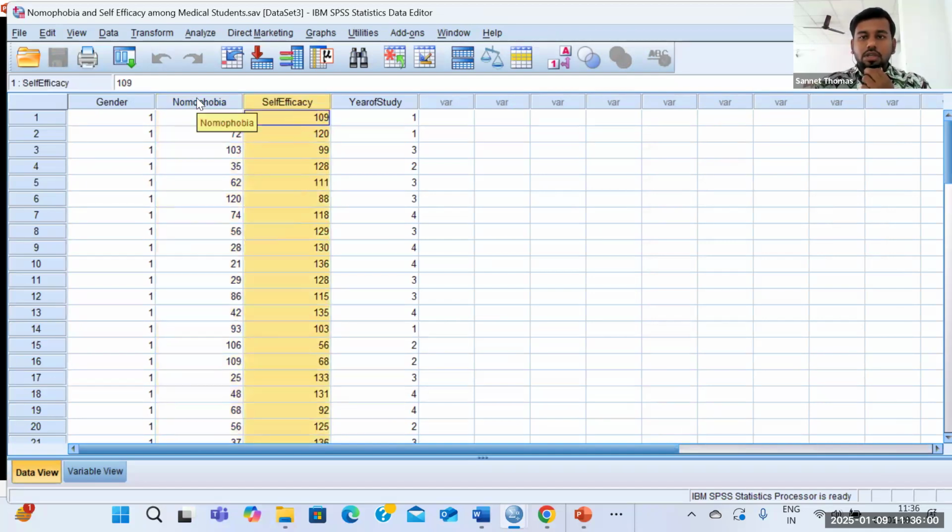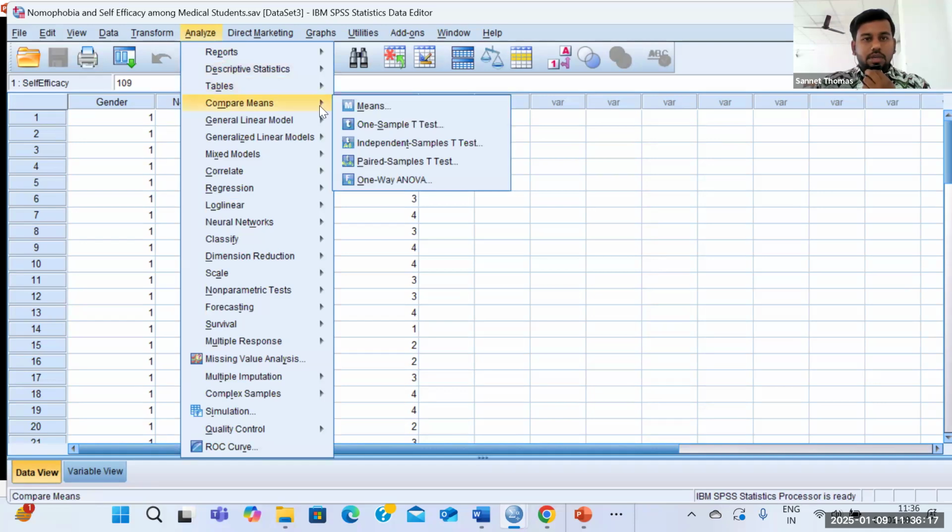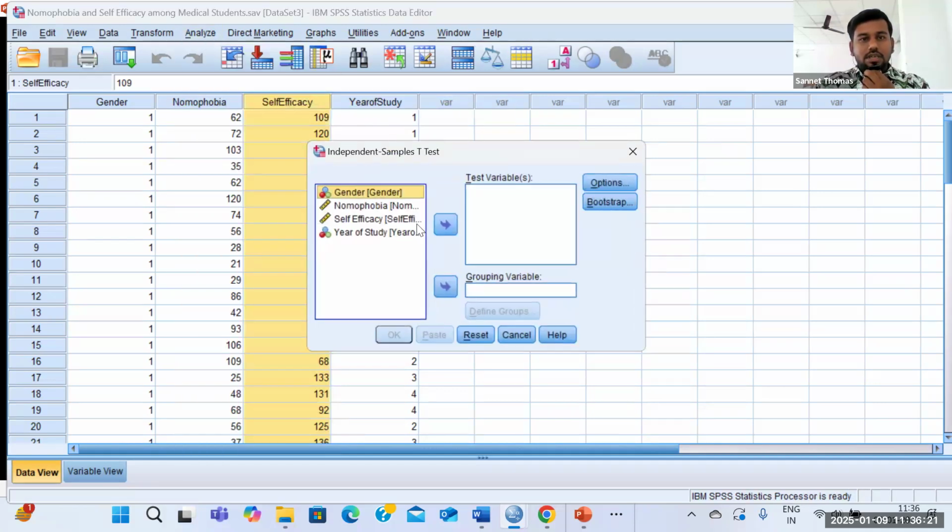If you want to find out the significant differences in nomophobia and self-efficacy among gender, or among medical students across gender, what we can do is test the t-test. How will we test the t-test? Click on Analyze, then Compare Means, and the independent sample t-test is here. Click on the test variables, self-efficacy and nomophobia. We have put them under the test variable category.